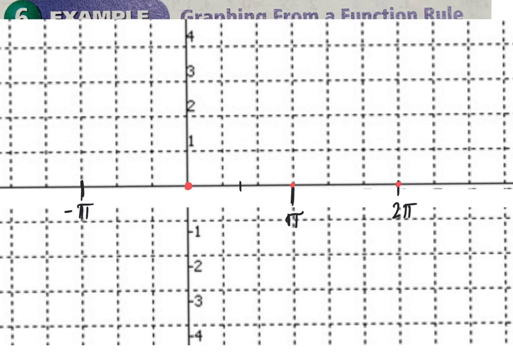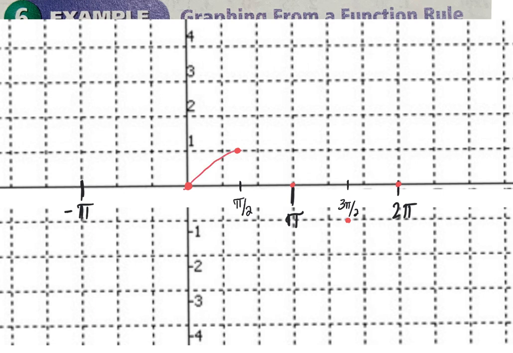So let's do my in-between points. What's halfway in between 0 and pi? Pi over 2 is halfway in between 0 and pi. What's my sine value at pi over 2? 1. Let's do halfway in between pi and 2 pi. That's 3 pi over 2. And what's my value there? Negative 1. Now, does it start to show me a picture of what this graph's going to do? Yes, it does.